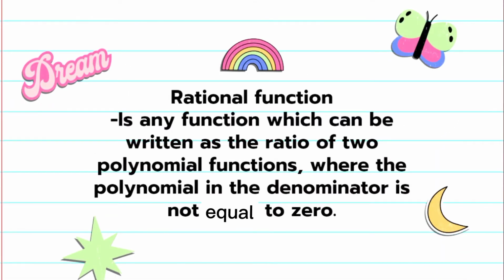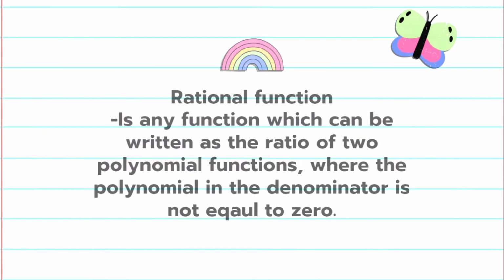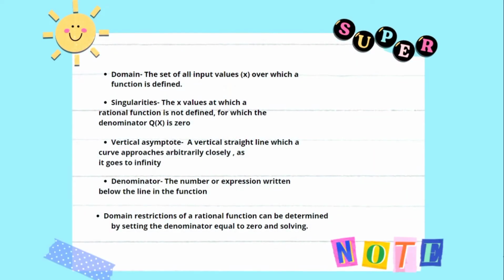A rational function is any function which can be written as the ratio of two polynomial functions, where the polynomial in the denominator is not equal to 0. Before we proceed to the discussion, let's all take note of these key points.